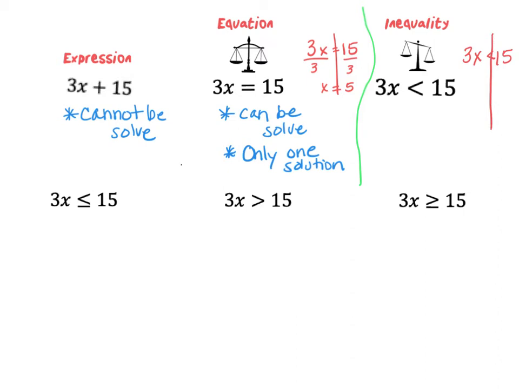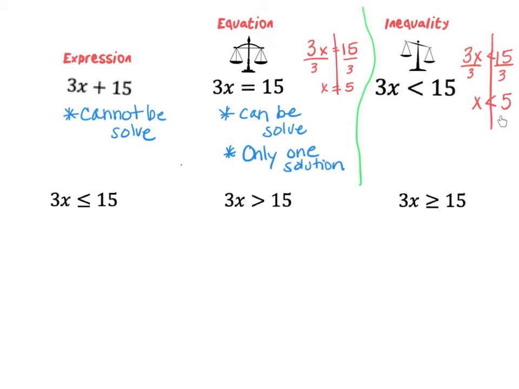Looking at the left, I see that 3 and x are being multiplied, so I'm going to divide both sides by 3. This time though, instead of an equal sign in the middle, I have to bring down the sign that's there, and that is less than. So think about what that means. X is less than 5.